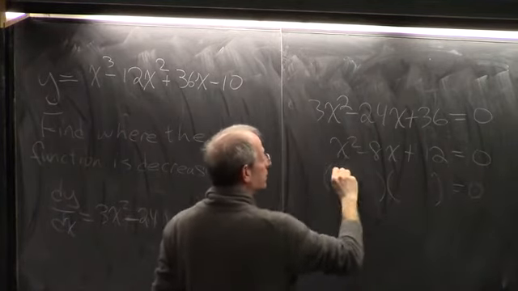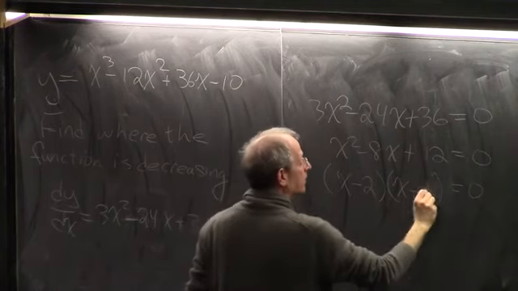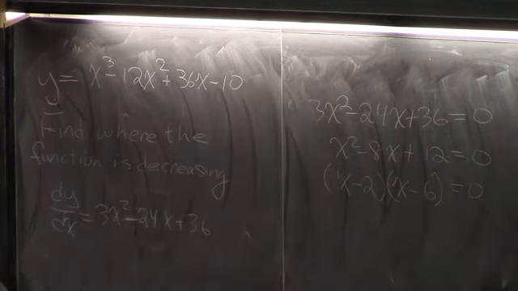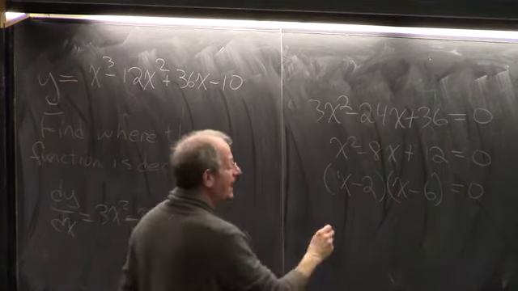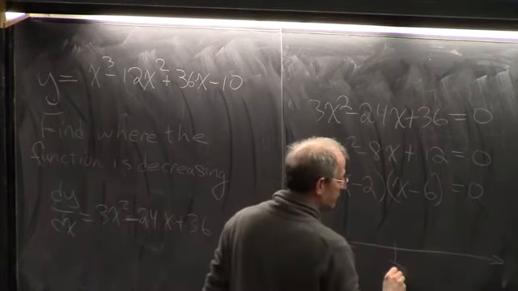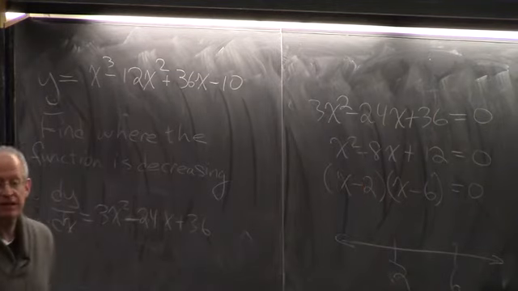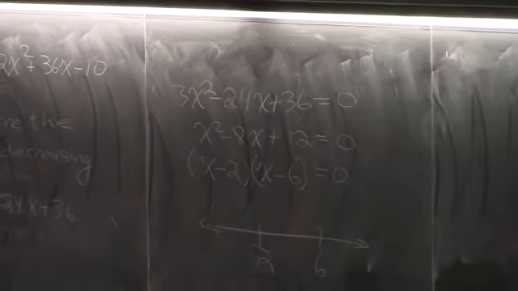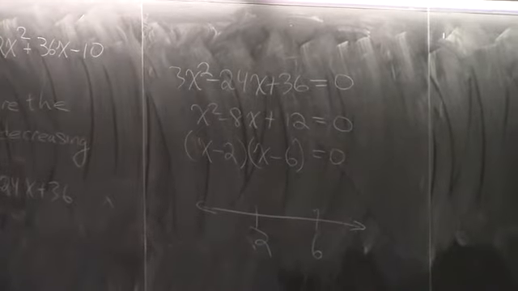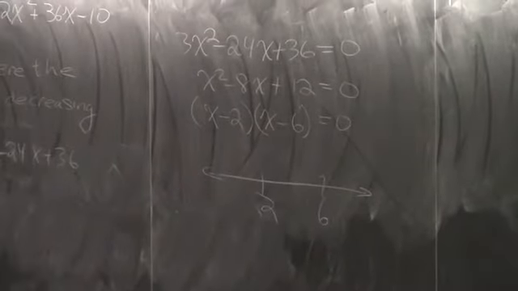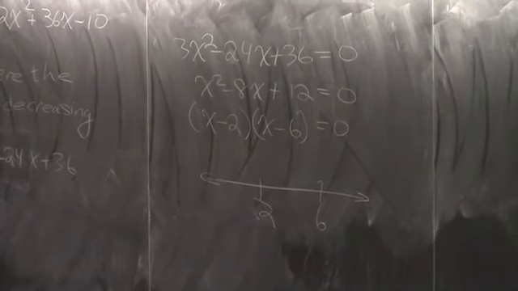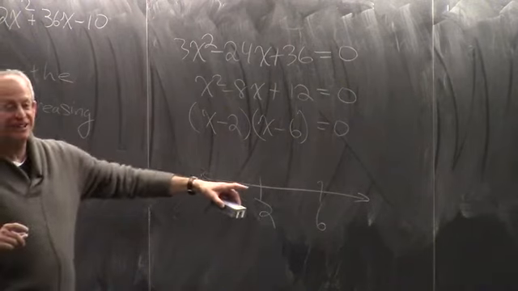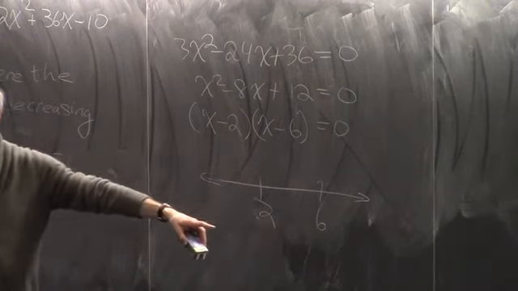x minus 2 and x minus 6. So at this point, you have found where the derivative is 0. We need to figure out where the derivative is negative. When you want to do things like that, it's always the same technique: a sign test, S-I-G-N. You need to figure out the sign of the derivative in different parts of the number line. So you take a number less than 2, a number between 2 and 6, and a number greater than 6.